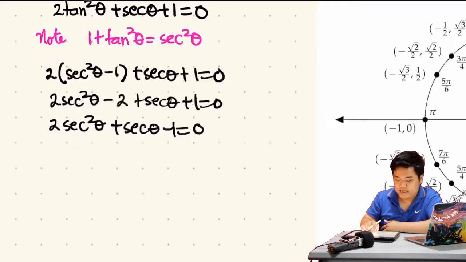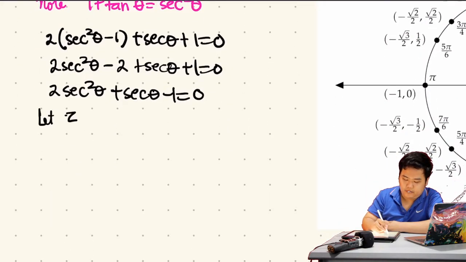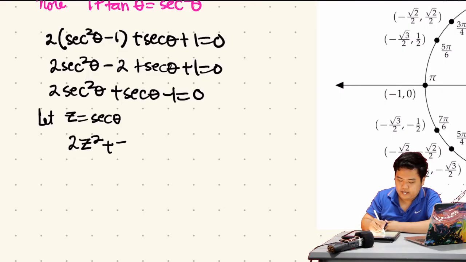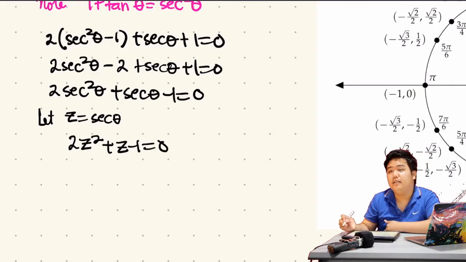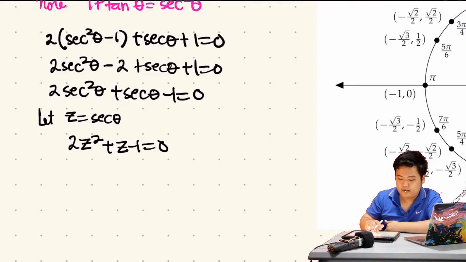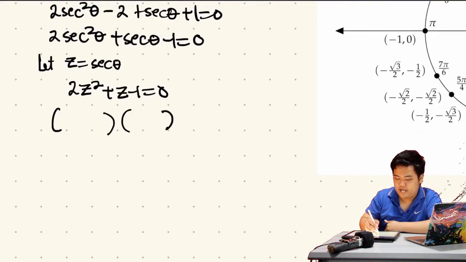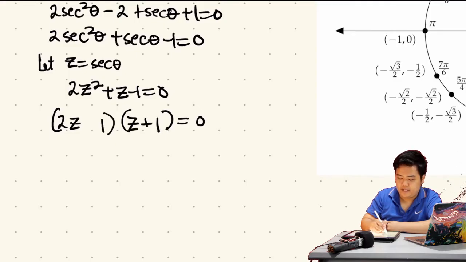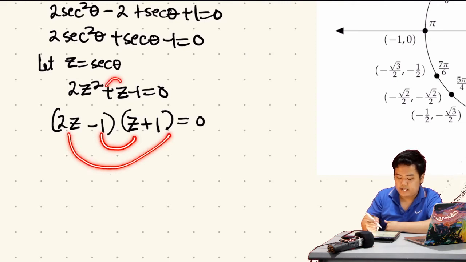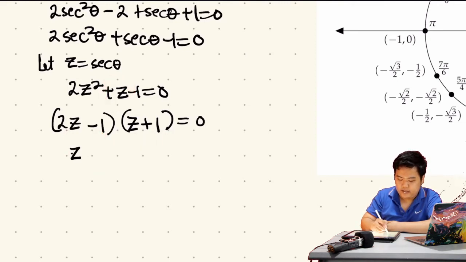So, ganun ulit. Mag-let z tayo equal to secant theta. So, meron tayong 2z square plus z minus 1 is 0. Is this factorable? I don't know. Let us try. So 1, 1. Try natin plus 1, negative 1. Will this work? 2z square, correct. Negative 1, yes. Negative z plus 2z is z. Yes, it is factorable. So, z is 1 half or z is negative 1. But what is z? Secant theta.